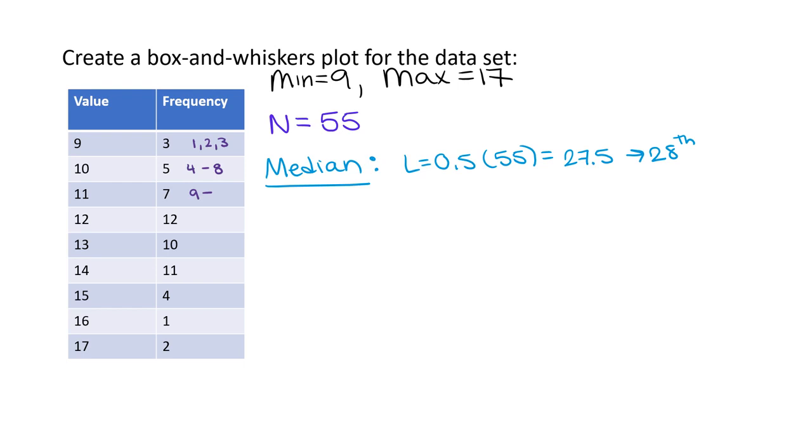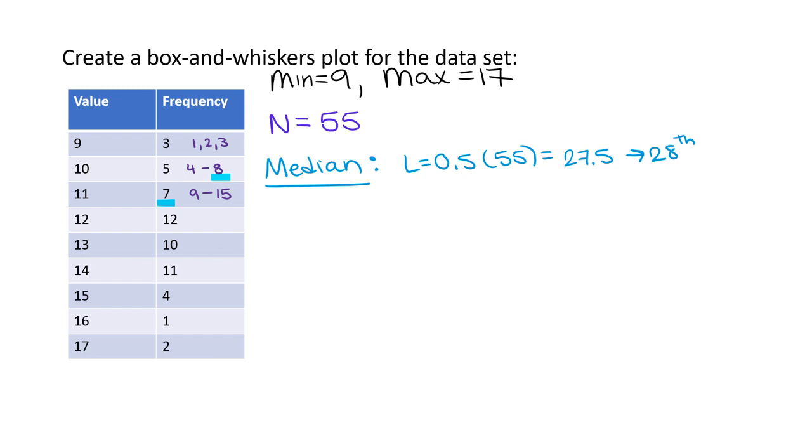Now I do have to figure out where in this table is my 28th value. So I'm going to look at the frequencies. The first 3, so 1, 2, and 3 are 9s. And then the next 5 are 10s. So I stopped at 3 here. 3 plus 5 is 8. So 4 through 8 is in the next row. And then 8 plus 7 more is 15. So 9 through 15 is in the third row.